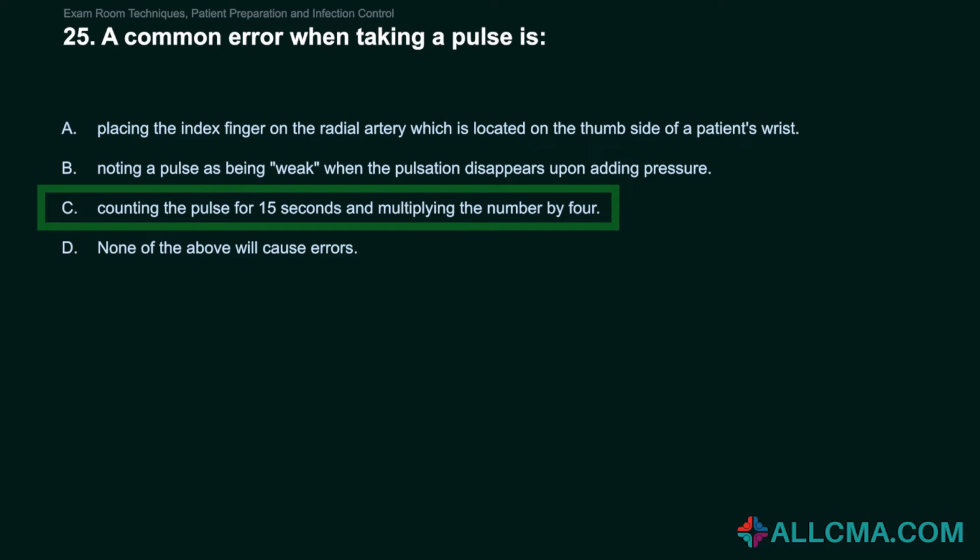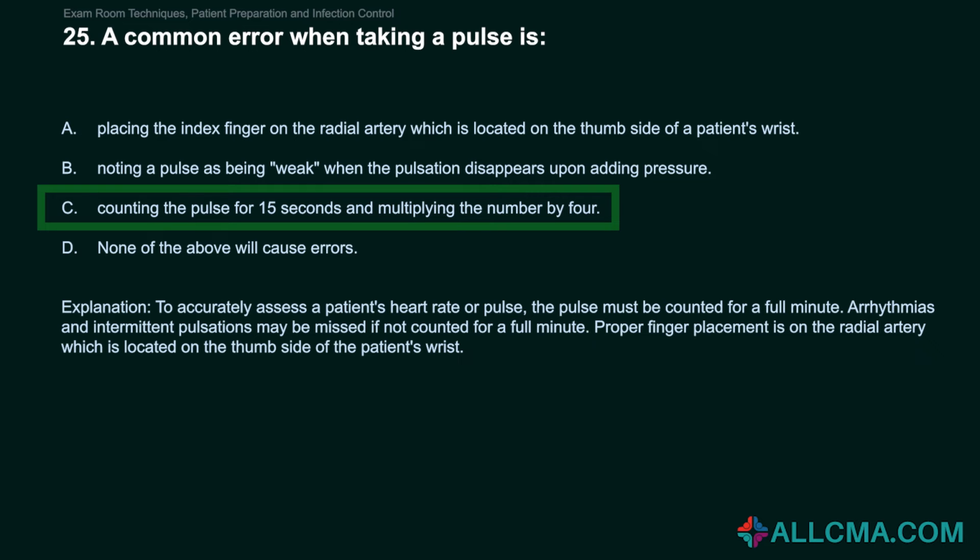Correct answer, C. Counting the pulse for 15 seconds and multiplying the number by 4. To accurately assess a patient's heart rate or pulse, the pulse must be counted for a full minute. Arrhythmias and intermittent pulsations may be missed if not counted for a full minute.